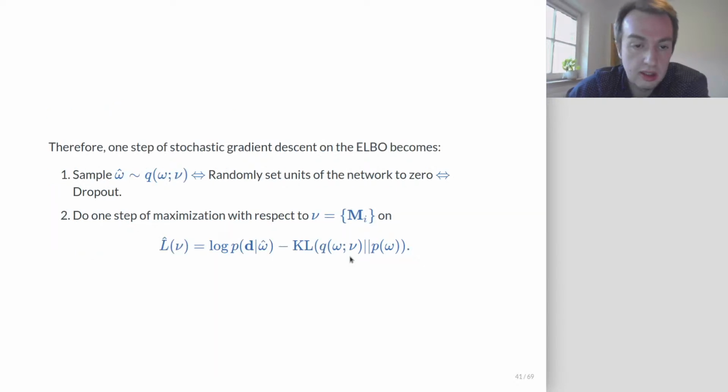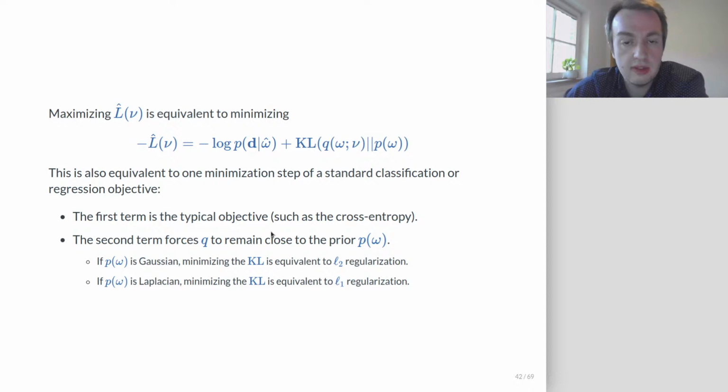But actually, maximizing this is really equivalent. I mean, maximizing L hat over the variational parameters is the same as minimizing minus this expression, right? So minimizing minus L hat is equal to minimizing the negative log likelihood of the data plus the KL between Q and P. Right? I'm just flipping the signs.